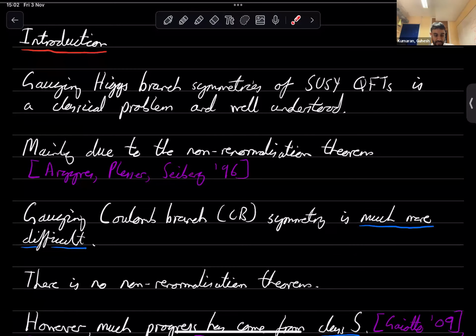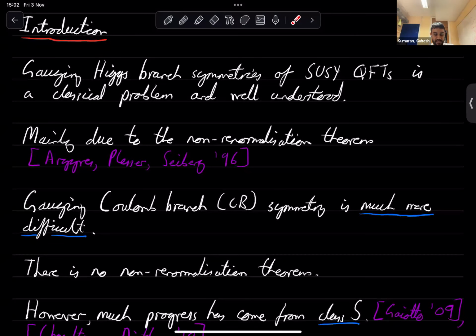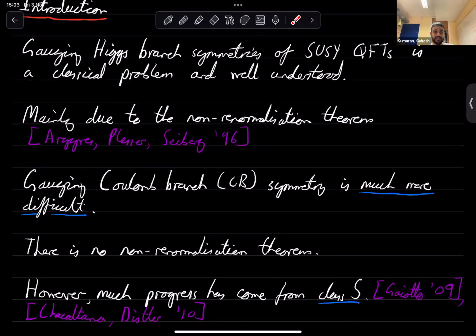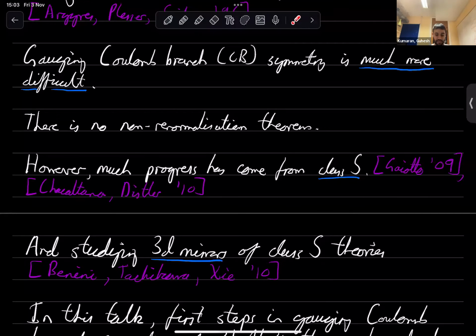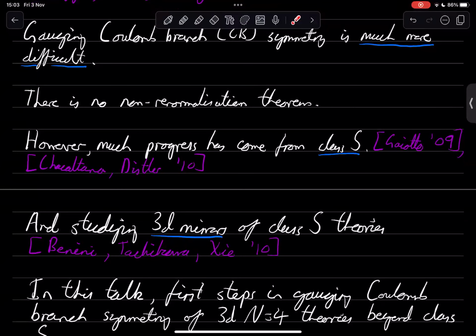Just to give some motivation and set this problem in context: in general, gauging a Higgs branch symmetry of SUSY QFTs is a classical problem, and this is quite well understood. This is mainly due to the non-renormalization theorem. Punctures are difficult. However, a lot of progress has come.